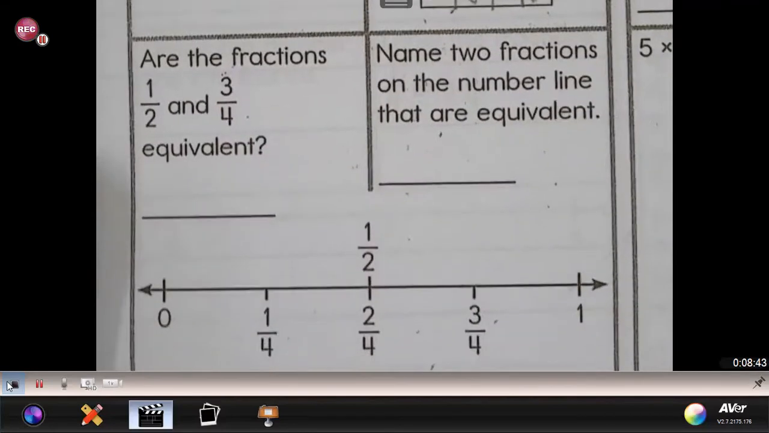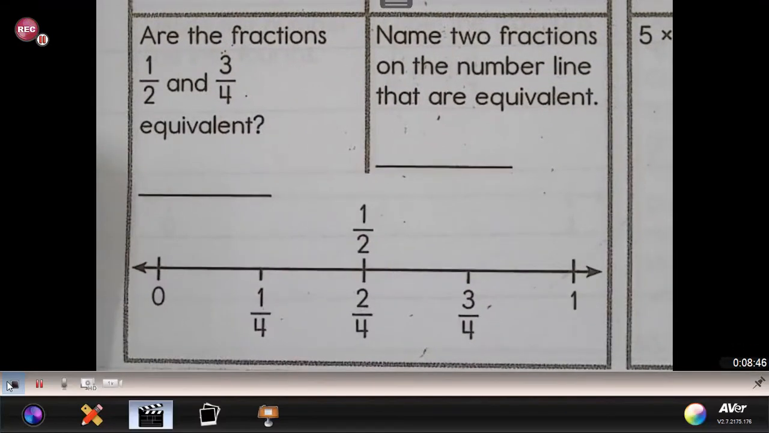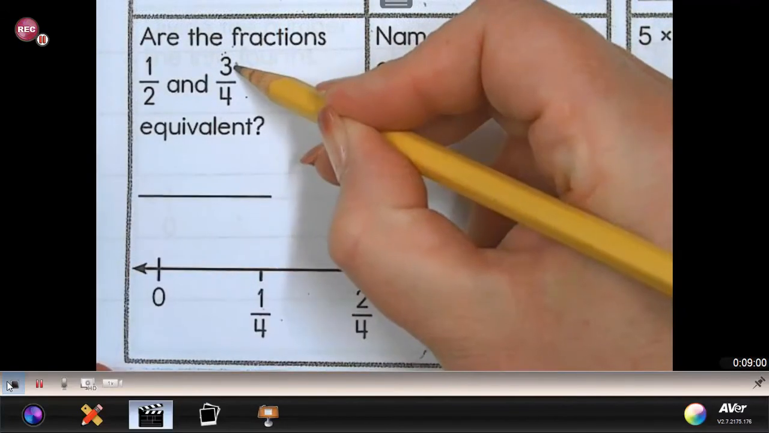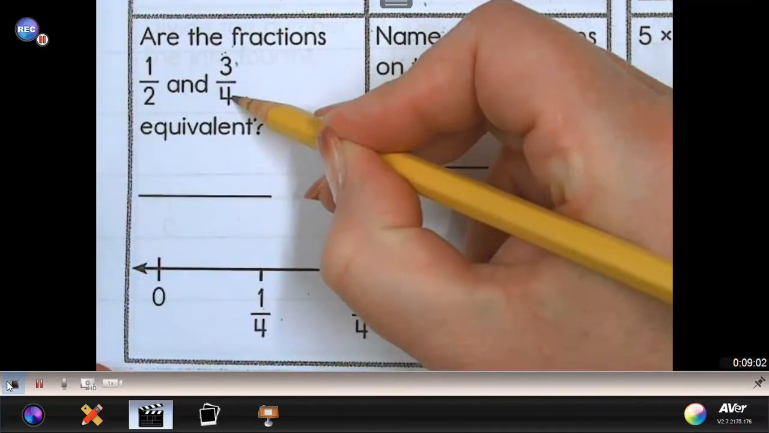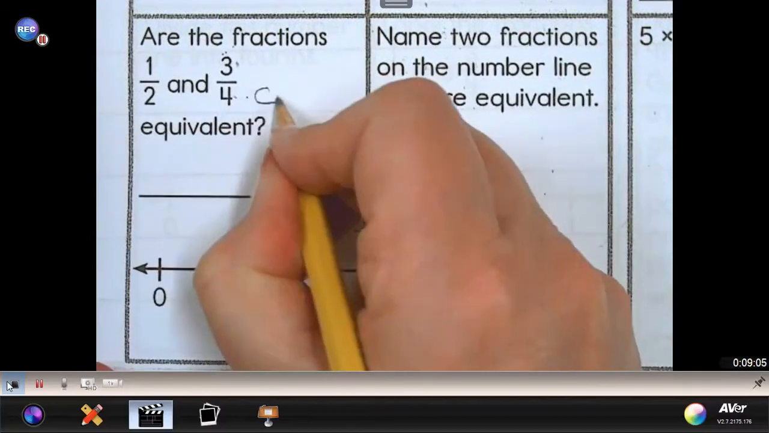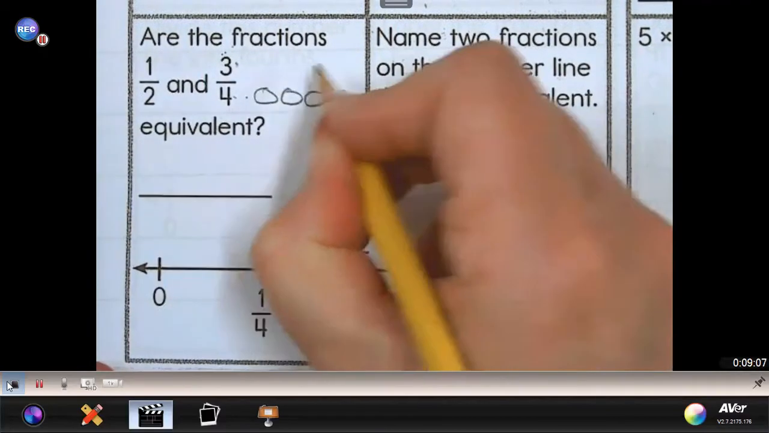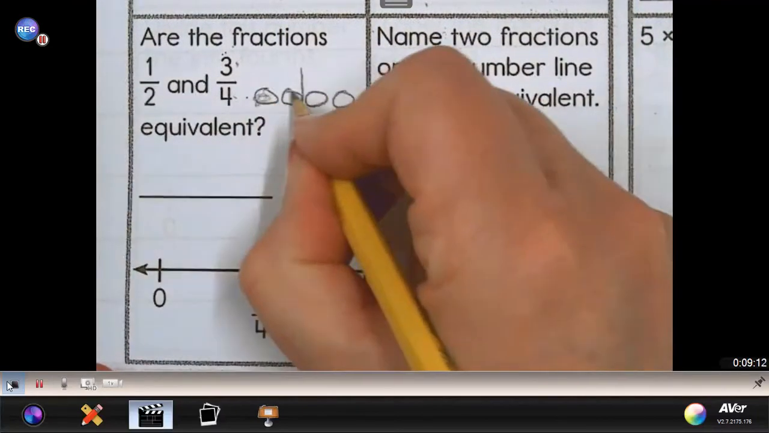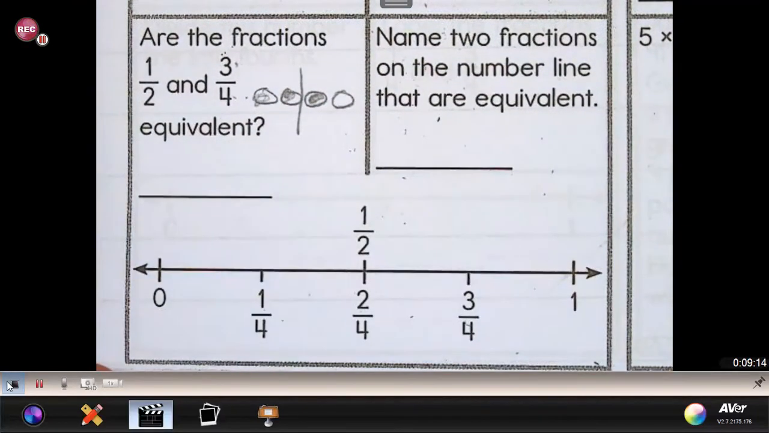All right, let's take a look at the next problem, and it's also a fraction problem. It says, are the fractions half and 3/4 equivalent to each other? Well, just by looking at the numerator, is 3 half of the 4 pieces that we have total? So let's take a look at this. This would be half, right? We have 4 equal parts. 3 is not going to be half of 4.